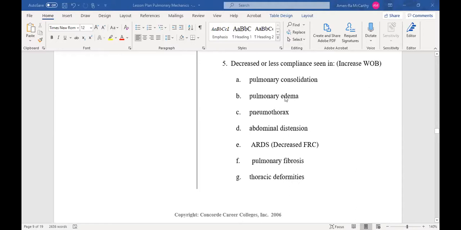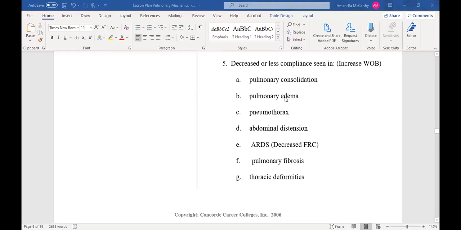Pulmonary edema, that's when fluid is all in the lungs. If fluid is all in the lungs, guys, then air can't be there too. So if the fluid is taking up the space, then the lungs will not do what you want them to do. Therefore, they are less compliant.